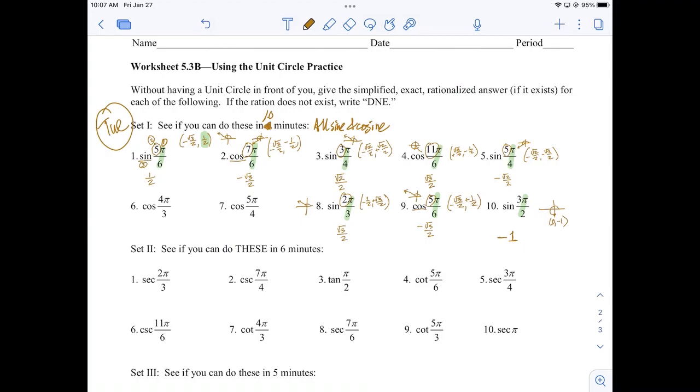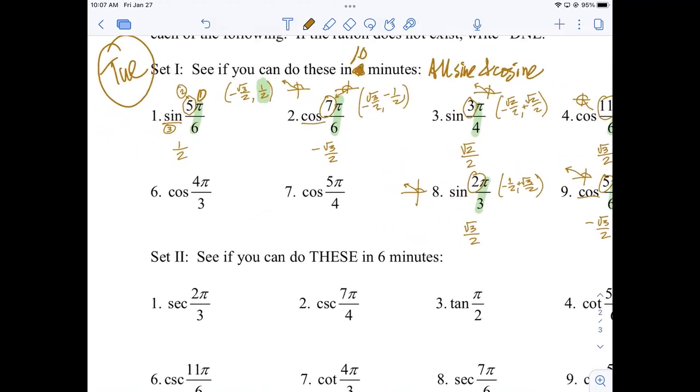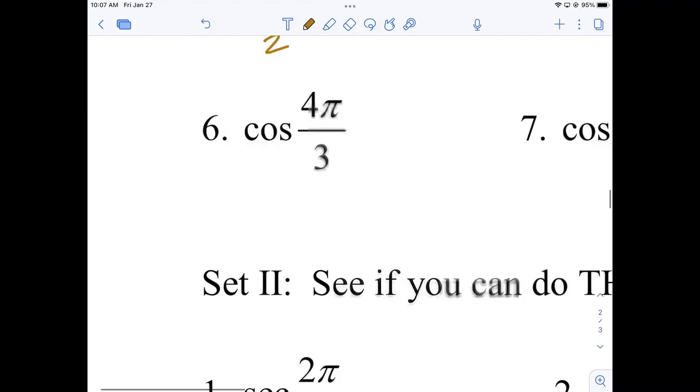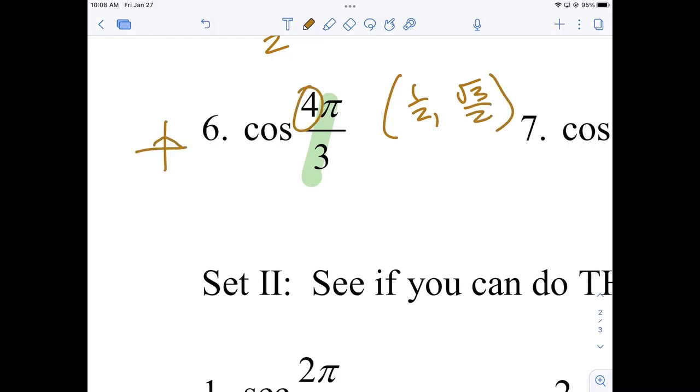Or did I skip a few? Yeah. Hey, you know what? You don't have to do these in order. You can do them in any order you want. Let's go back and do number 6. Pi thirds. 1/2 square root of 3/2. 4 is bigger than 1, just bigger than 1. So it's bigger than 1 pi. That puts you in quadrant 3, where they're both negative, and the cosine is the negative value.